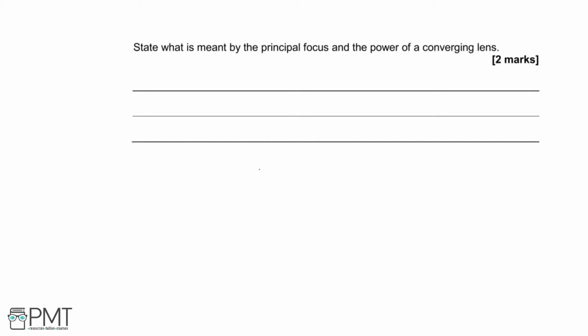So firstly, principal focus. Now, it's quite difficult to describe principal focus without drawing a diagram, but basically when light rays pass through a lens, they will all focus at a certain point. They could focus all at different points, but the principal focus is the point where the light rays which were originally parallel to the principal axis will focus to.